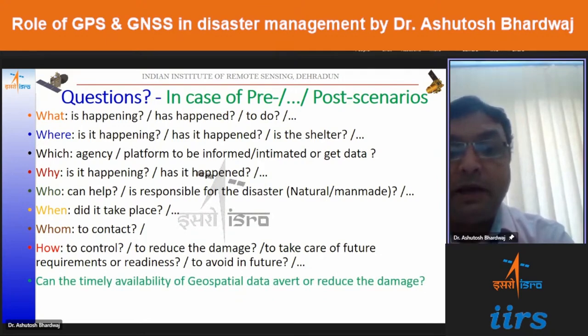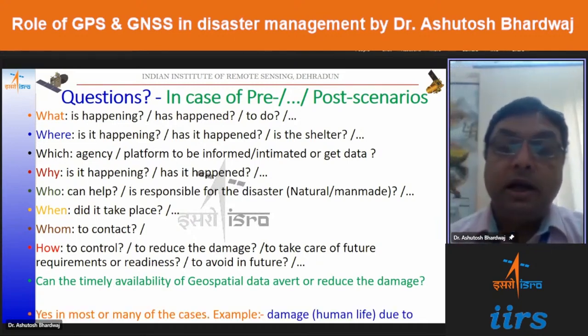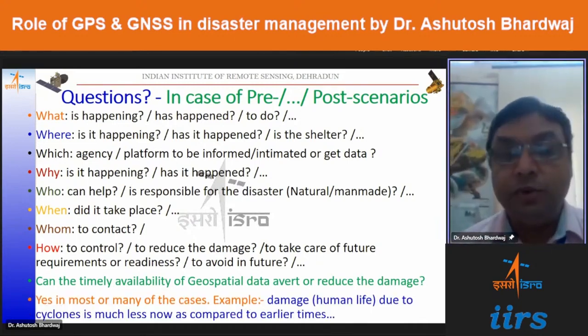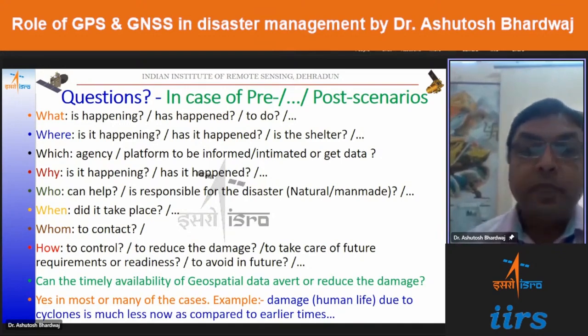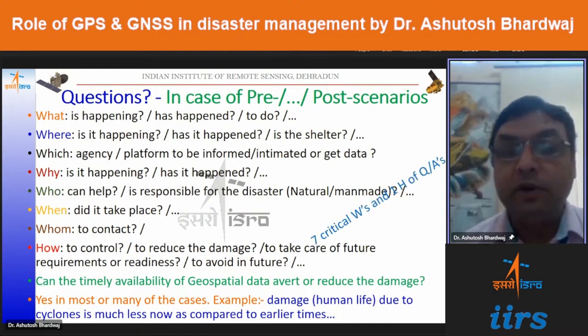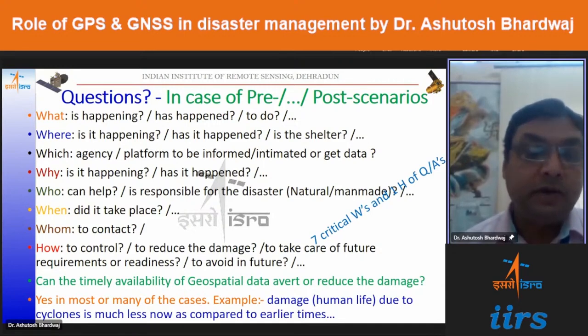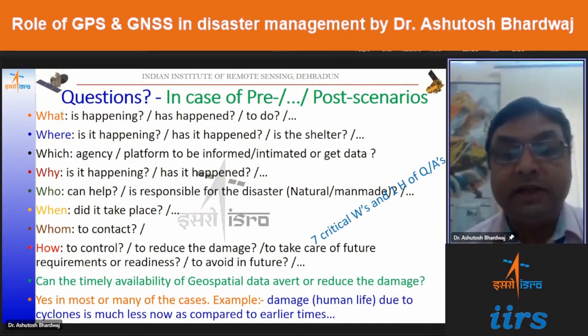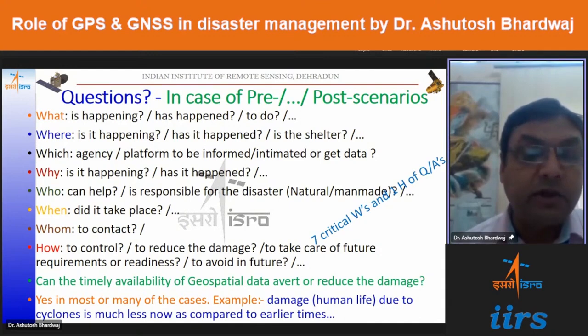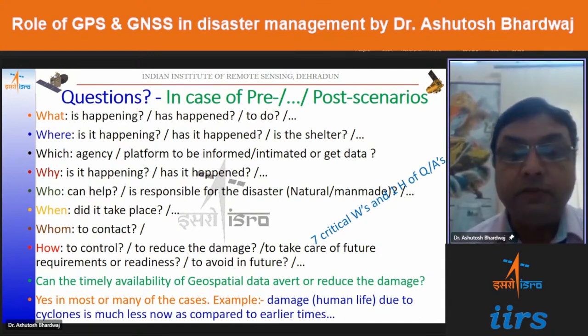So can the timely availability of geospatial data avert or reduce the damage? If we are adequately prepared, we have our models running, we know what is going to happen and when it is going to happen, because in some cases it is known. In today's advanced world, with the help of remote sensing technology, we already know the position of the cyclone, we know which areas are going to be hit by it and when. In case some of the weather parameters change, then also we have the scenarios of what happens if it changes its path.